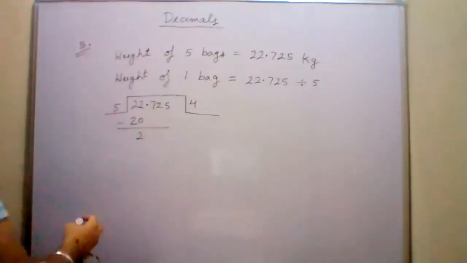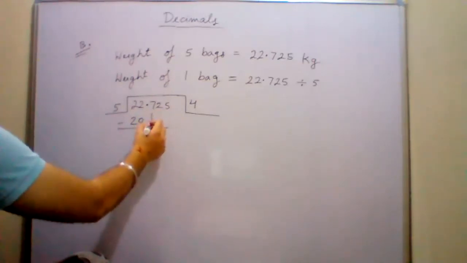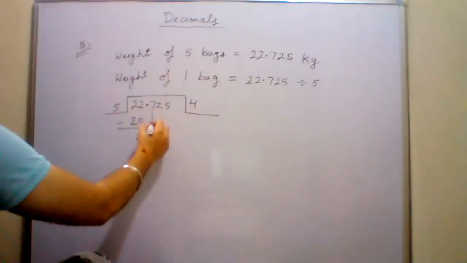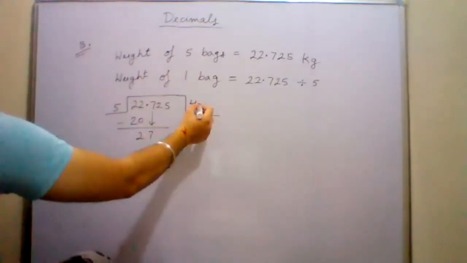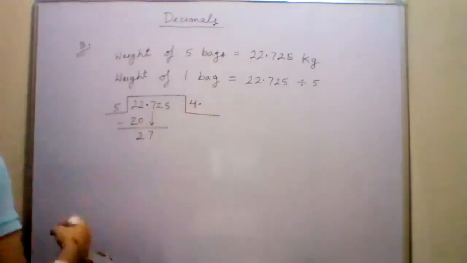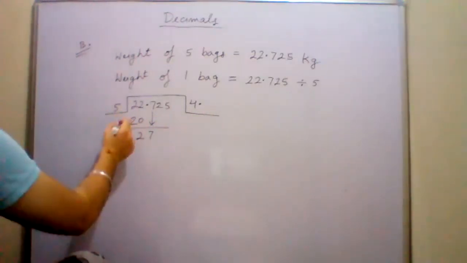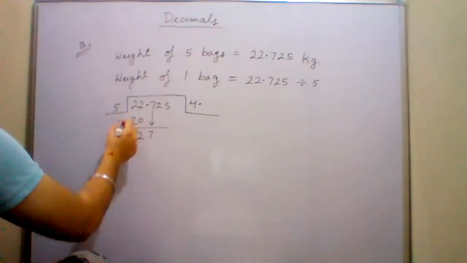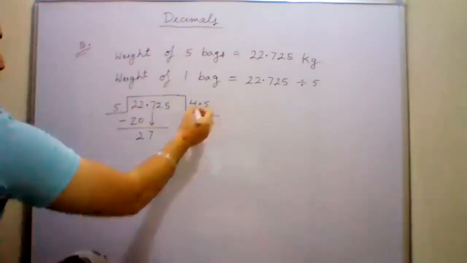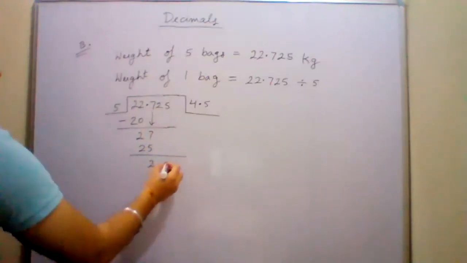Now you are copying the first digit after decimal, 7. You have copied 7, so you will write a decimal here. Okay, remember this, all of you? So now it becomes 27. So 5 times, 5 into 5 is 25. The answer will be 4.545.